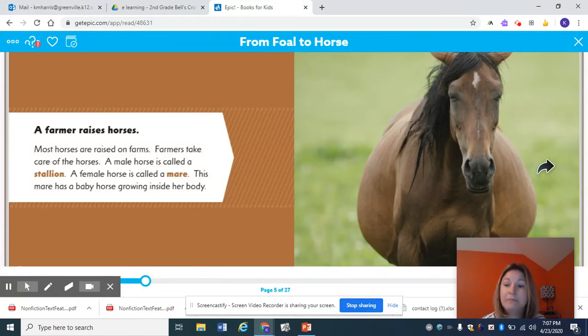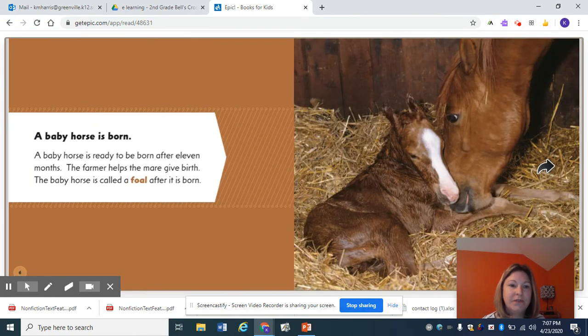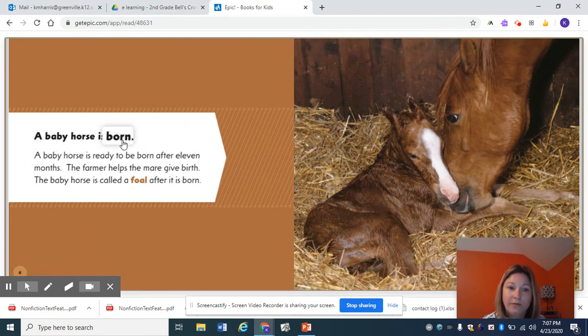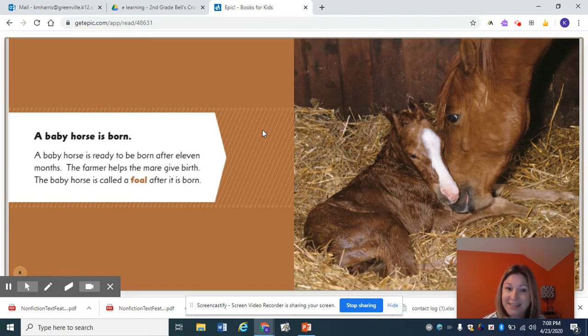And so, yes, my prediction was accurate. Let's look at the next page. So the heading for this page is A Baby Horse is Born. And so my prediction is that this page is going to be about baby horses.